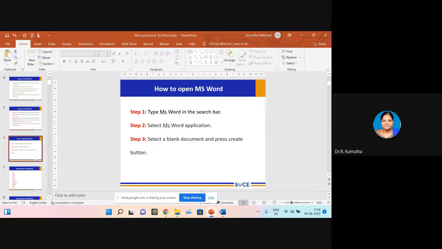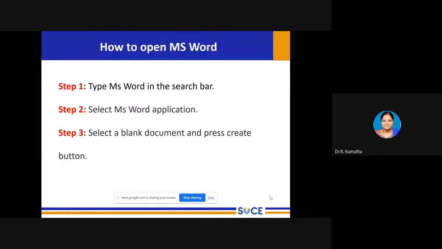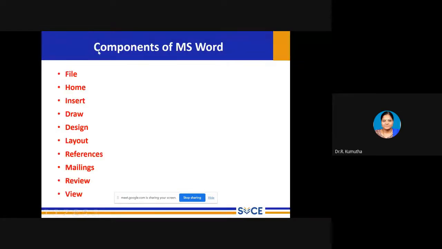This is the way you have to open a Word document. You have to type Word and select the Word application, then select a blank document and press the Create button. This is the way you have to open MS Word. Now these are the components of MS Word that I've shown you on the screen: File, Home, Insert, Draw, Design, Layout, References, Mailings, Review, and View. These are the different components of MS Word. So in the File option, what can you see?